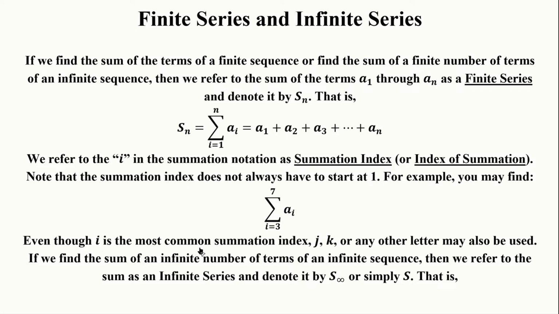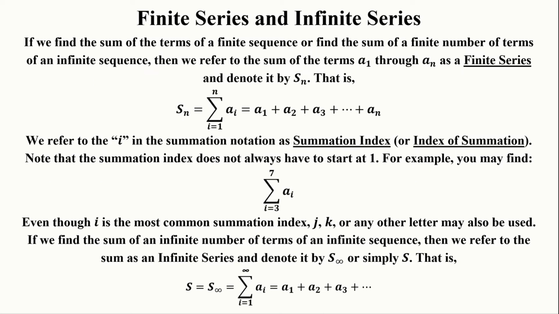And even though I is the most common summation index, J and K are sometimes used, or you may use any other letter that you want, but the most commonly used are I, J, and K. If we find the sum of an infinite number of terms of an infinite sequence, then we refer to the sum as an infinite series, and we denote it by S infinity, or sometimes simply just S. So if we don't have a subscript, that usually means we have a sum that is referring to the sum of the terms of an entire infinite series.